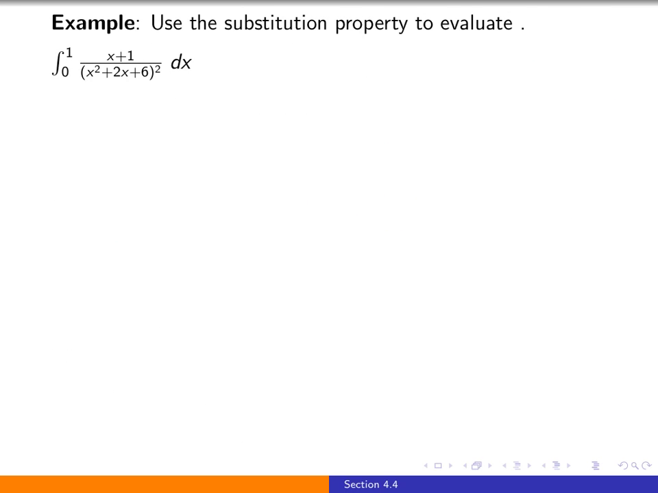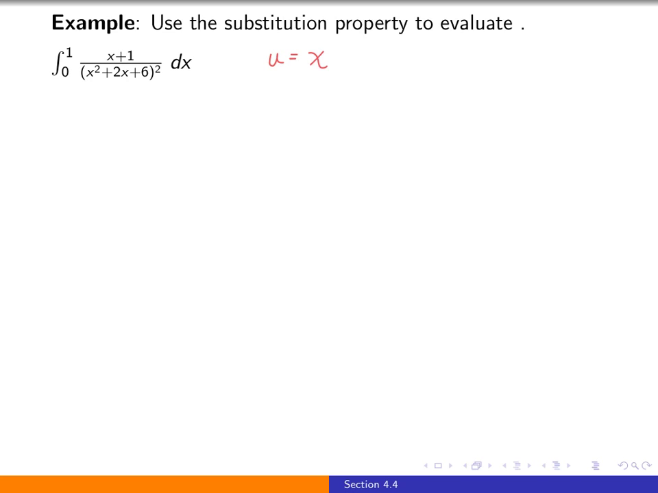So let's look at a second example. Now, looking at this integrand here and thinking about how we could integrate it, it looks really difficult, and none of our previous methods, before the substitution property, look like they would apply. The thing to note is you have this inside function, x squared plus 2x plus 6. If you were going to do a u substitution, that would be the thing to let u be equal to. So let's try that.